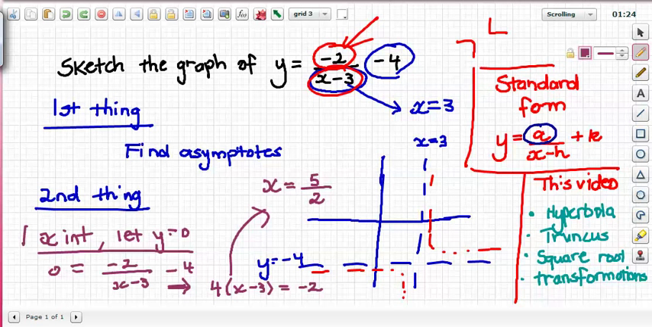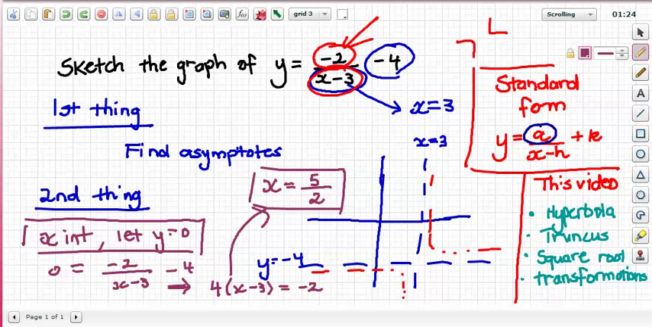This step here is really important. X-intercept, let y equal 0. Please don't forget that. All right, so we've got our x-intercept. There's just one more thing to find, which is the y-intercept. And for the y-intercept, it's exactly the same thing. Y-intercept, let x equal 0. So I'll just clear the board, give myself some room.